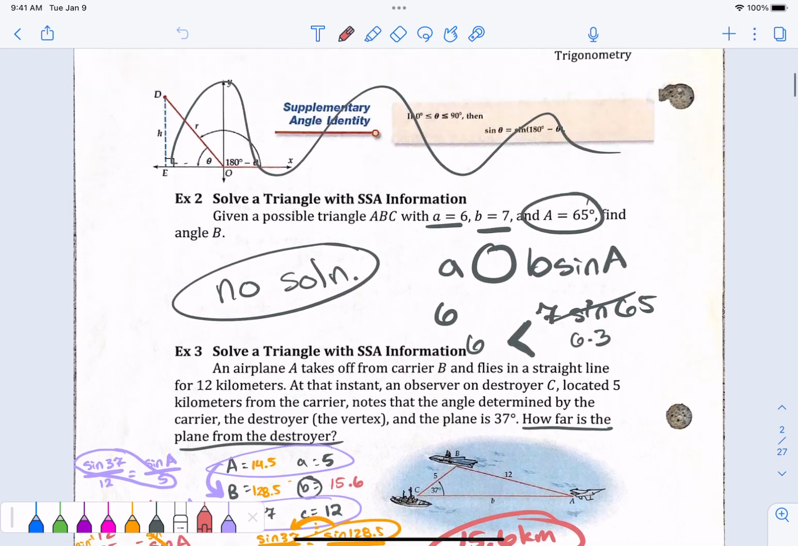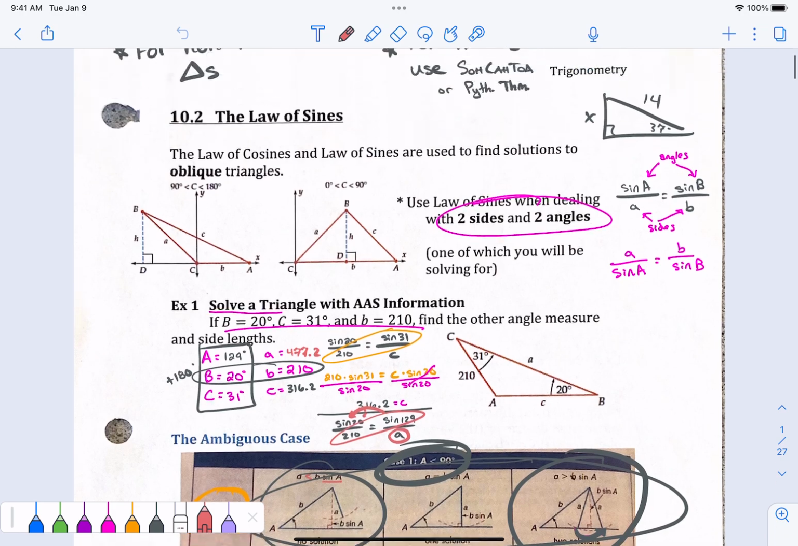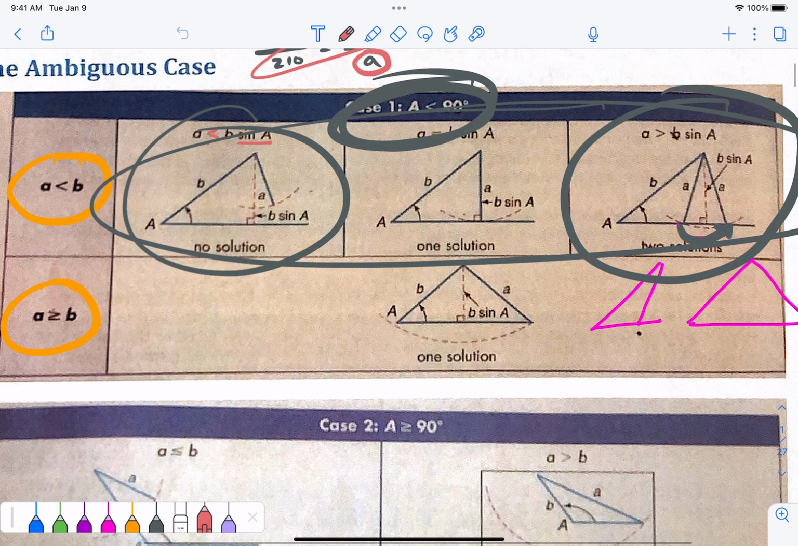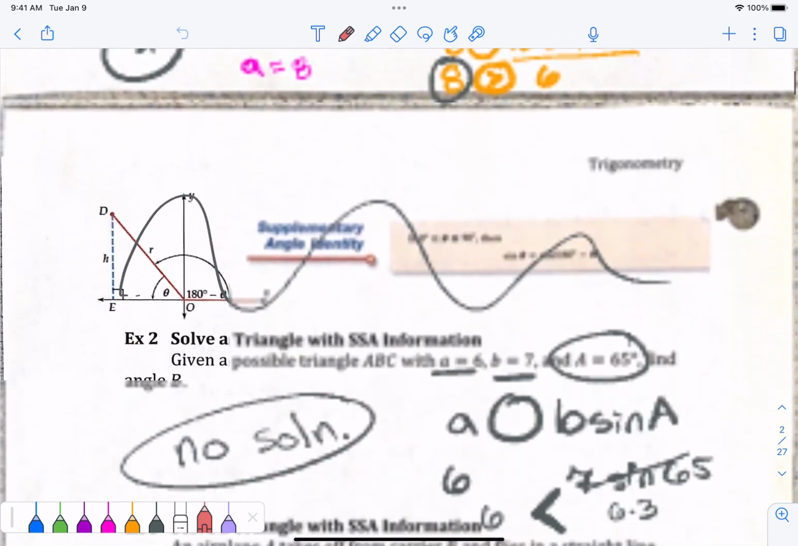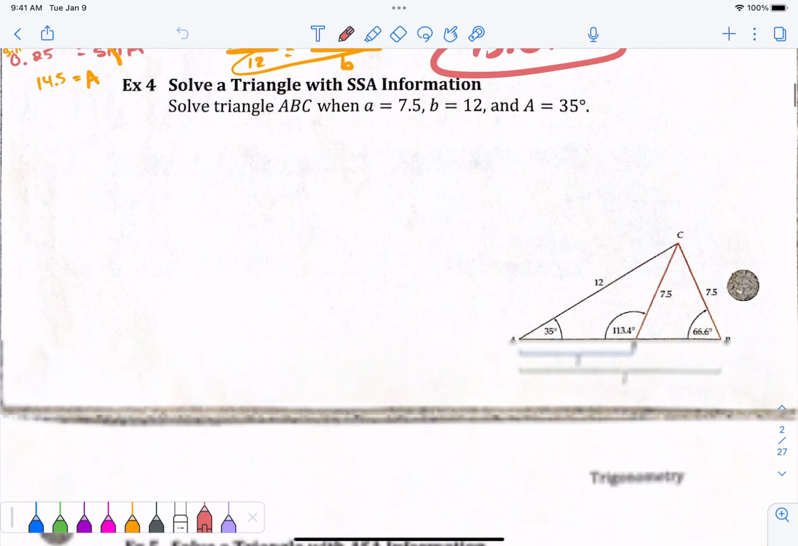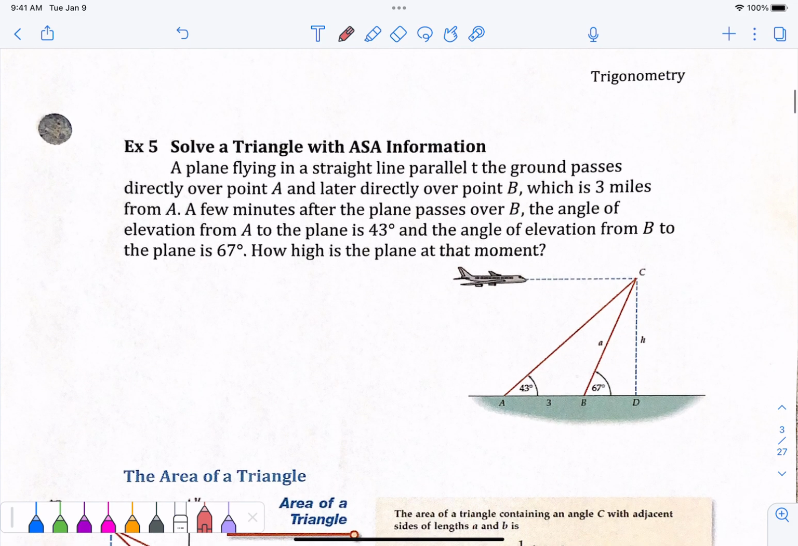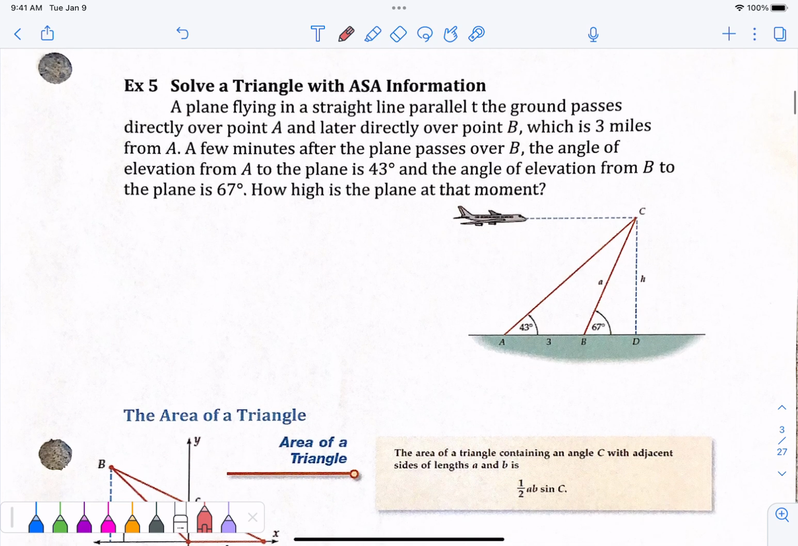We are in the second half of 10.2. We're doing the law of sines. Yesterday we talked about how there are sometimes triangles that don't work, where you have no solutions or two solutions. Otherwise, we're just solving using the law of sines. We're going to skip example 4, but we're going to do example 5. We'll do one of those, but not both of them. We'll just do example 5.